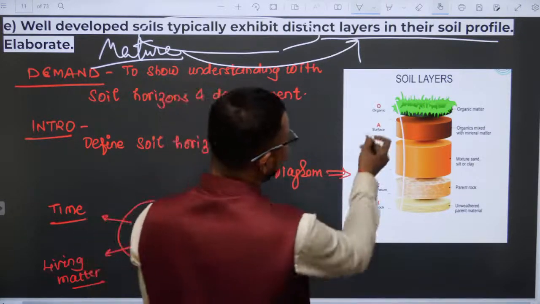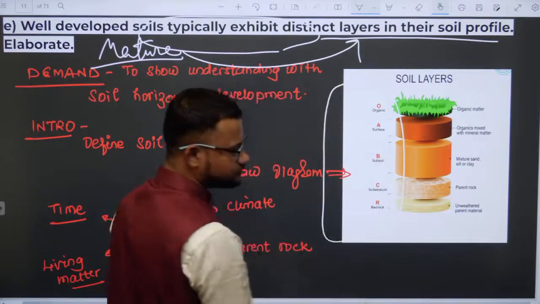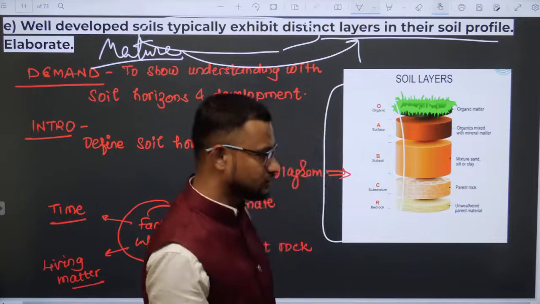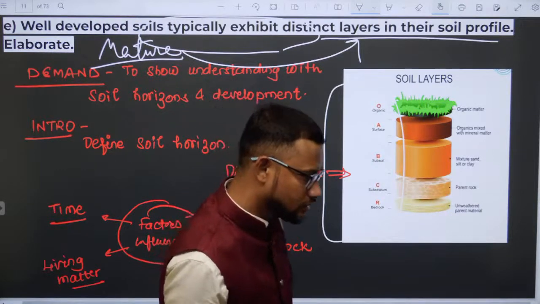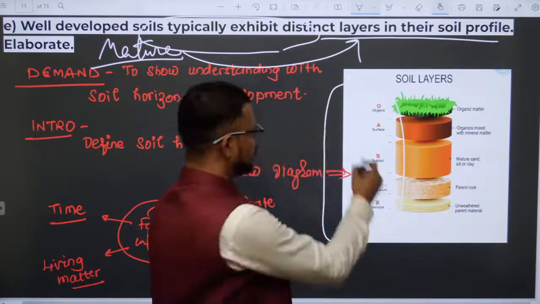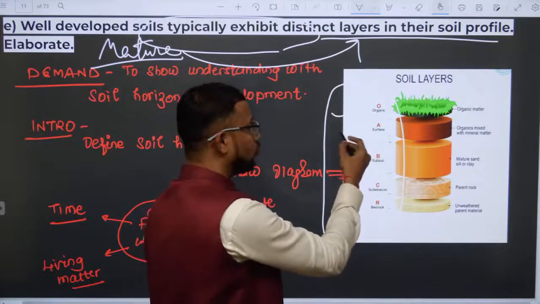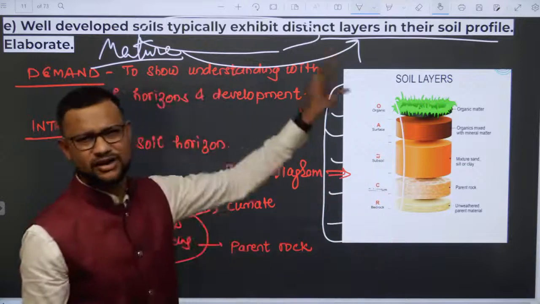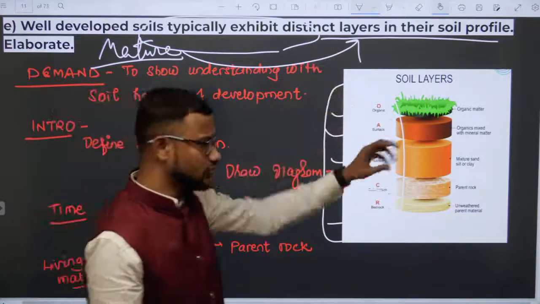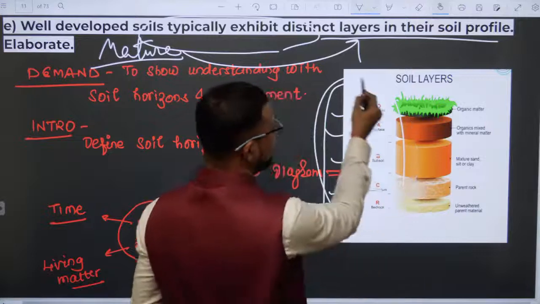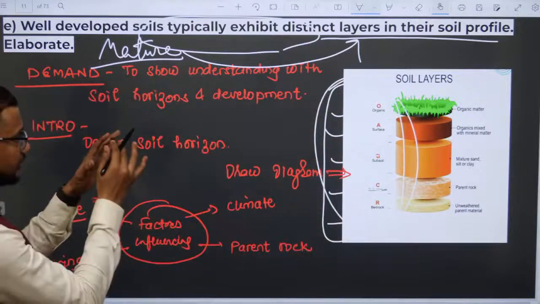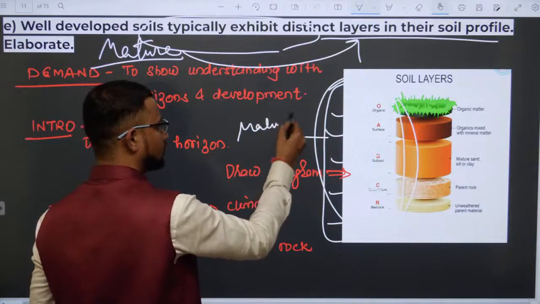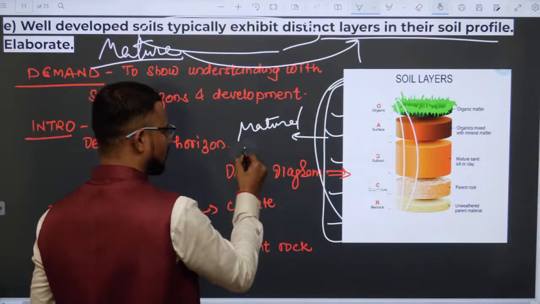Chalo theek hai. So soil layer, you know, it is of different horizons. Organic, sorry, O layer, then A layer, B layer, C layer and R layer, right? Different layers we will be discussing also in our lecture, right? And these layers are the defining factor whether soil is mature or not, right? Whether soil is mature or immature soil.